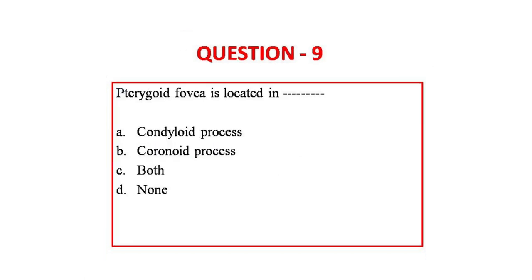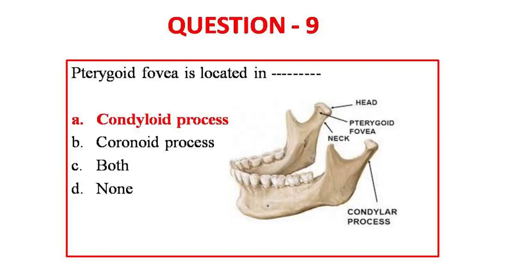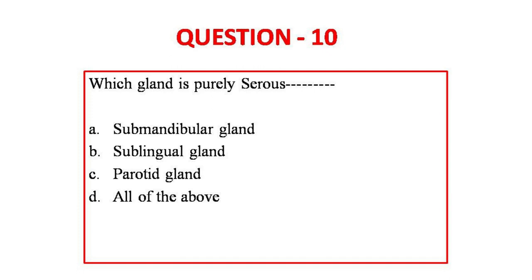So moving on to question number 9. The pterygoid fovea is located in, they've given us 4 options: the condyloid process, the coronoid process, both, and none. The answer for this question is the condyloid process, or it can also be called the condylar process. You can just see this picture. That is the condylar process, and you can see the neck and the head of the condyle, and in between that the pterygoid fovea will be there.